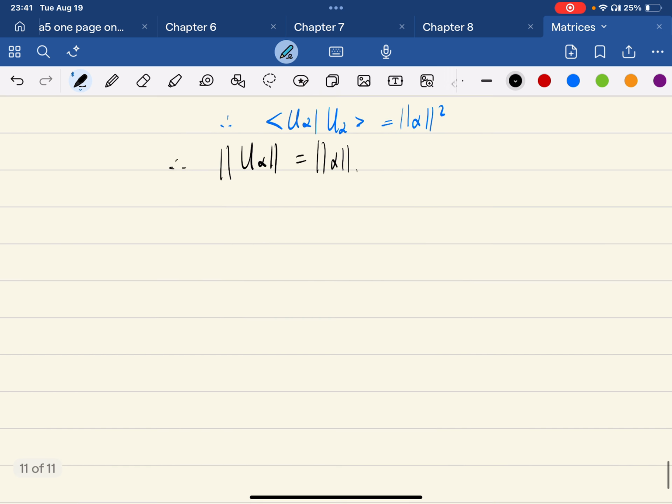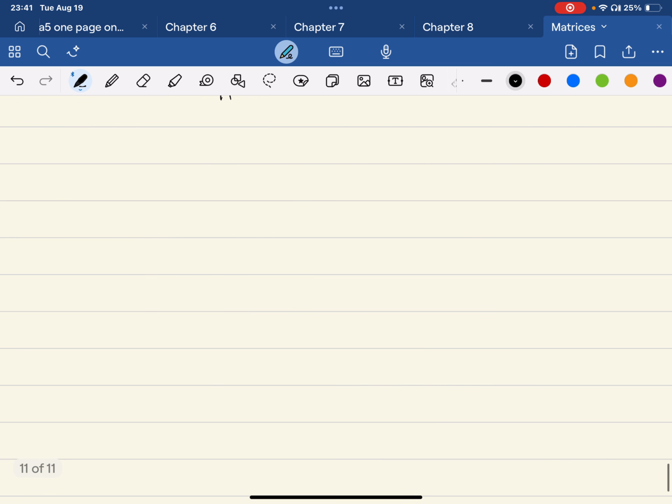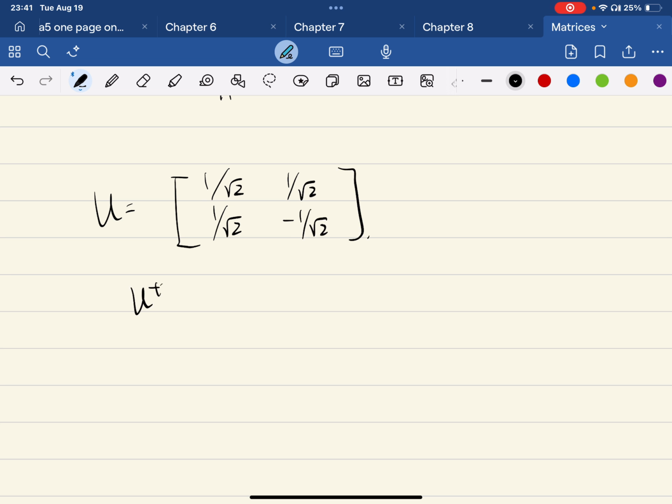There are some examples of the unitary matrix. An example is... we can quickly write down its adjoint, transpose conjugate. Here we calculate and verify.